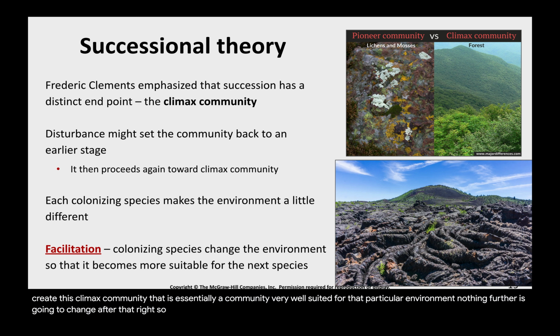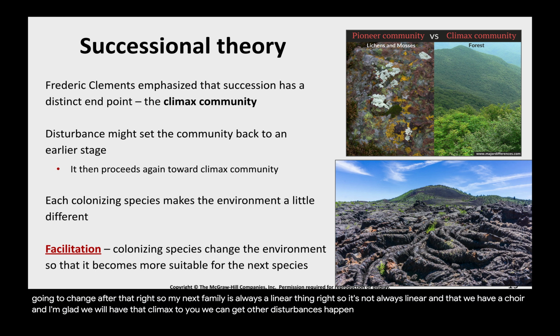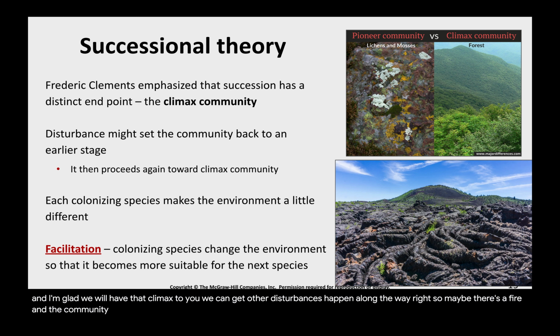So reaching a climax community isn't always a linear thing. It's not always that we have a fire, and then gradually we'll have that climax community. We can get other disturbances happening along the way. So maybe there's a fire and the community's starting to get toward that climax community, but now maybe there's a flood and it sets it back a little bit and it has to restart. So it could take a while to get to this community.